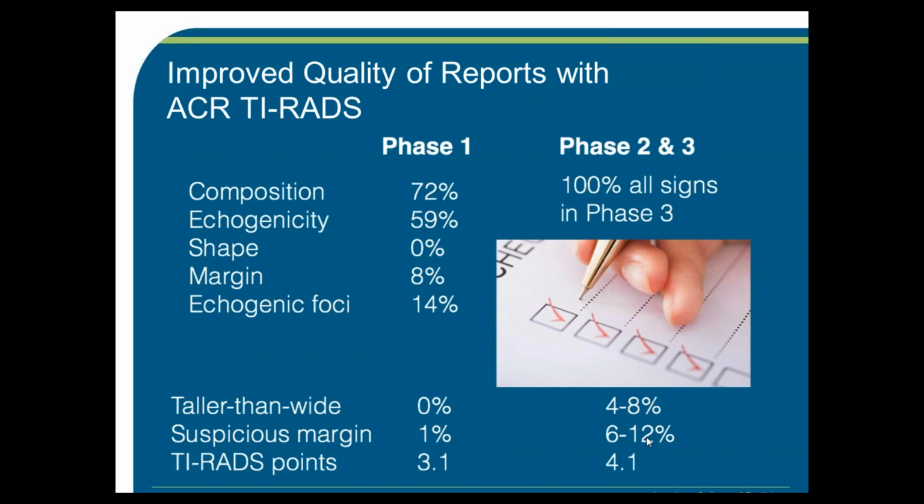And so as a result, the average TI-RADS score in phase 1 was 3.1, which would make it a TI-RADS 3, but in phase 2 and 3, it was 4 as an average, which definitely makes it more suspicious. So the result of this is that the same number of biopsies were recommended when there was ACR TI-RADS. That's not because ACR TI-RADS recommended more nodules, but radiologists were seeing more of these suspicious findings when they had a checklist.